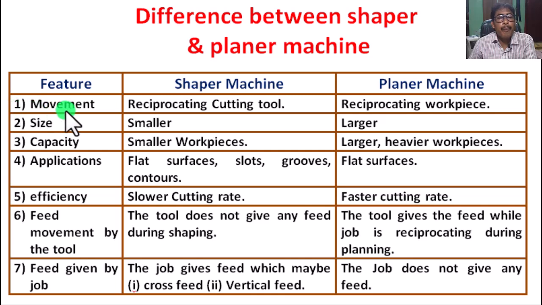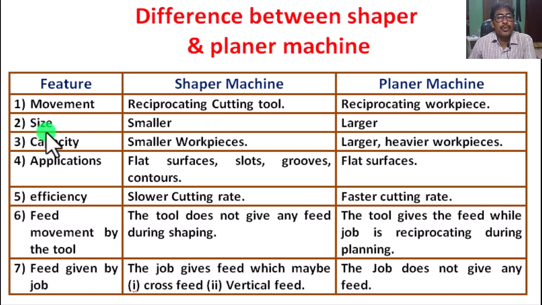Number 1, movement. In shaper machine, reciprocating cutting tool. In planer machine, reciprocating workpiece. In shaper machine, the cutting tool reciprocates while the workpiece remains stationary. In planer machine, the workpiece reciprocates while the cutting tool remains stationary.